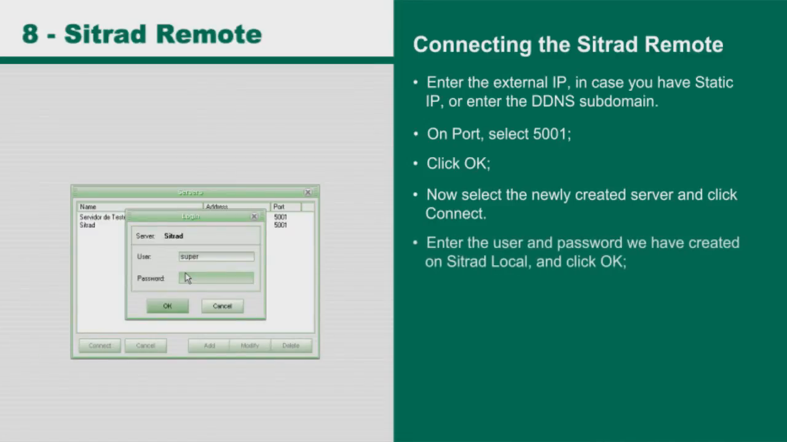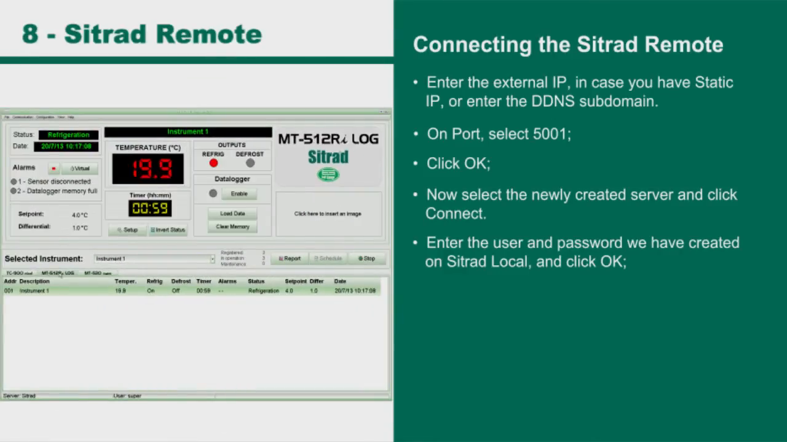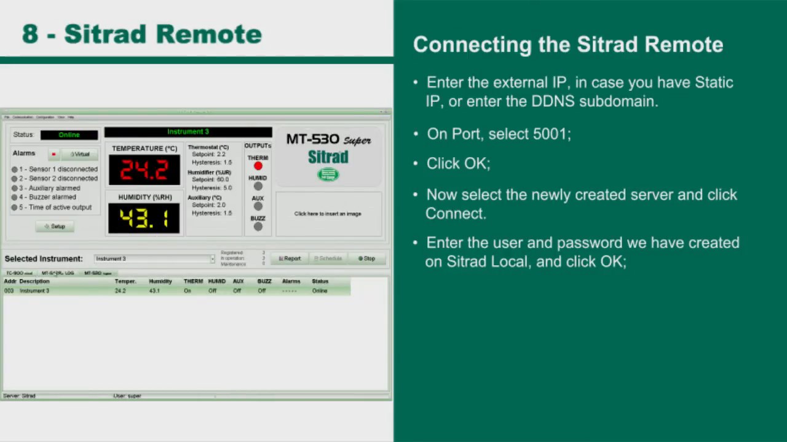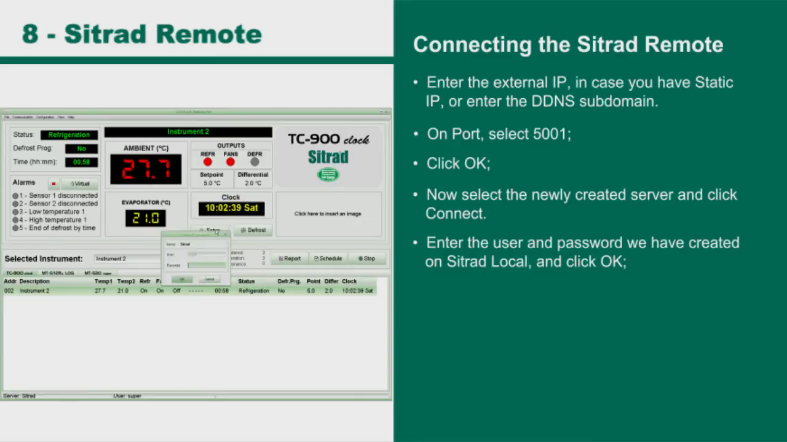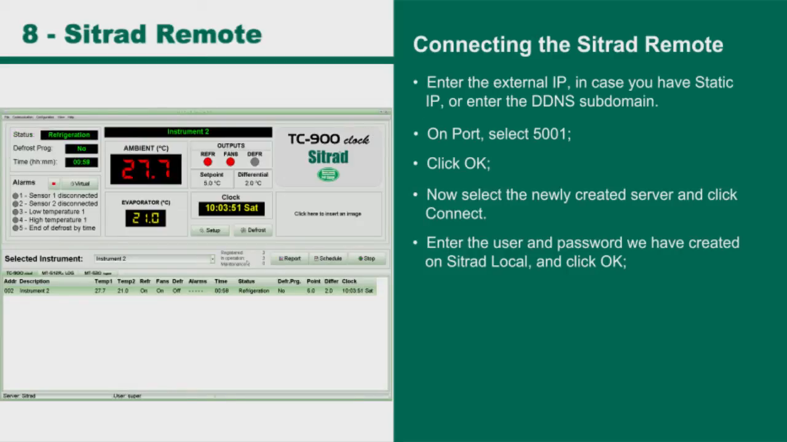Enter the user and password we have created on Sitrad Local and click OK. You now have access to the same features of Sitrad Local, with the ease of remote access via internet, and from another computer in another place. If you do not get a connection, check the firewall and antivirus, because they can block access to your network ports. For this, consult the manufacturer.